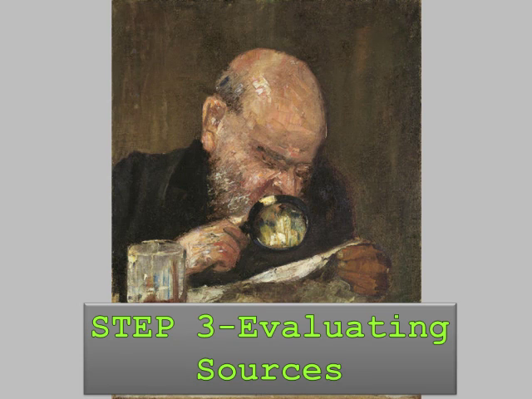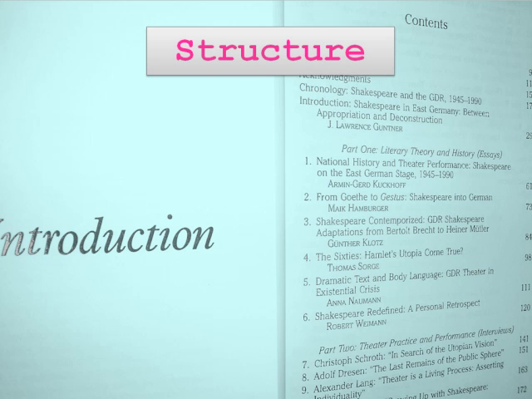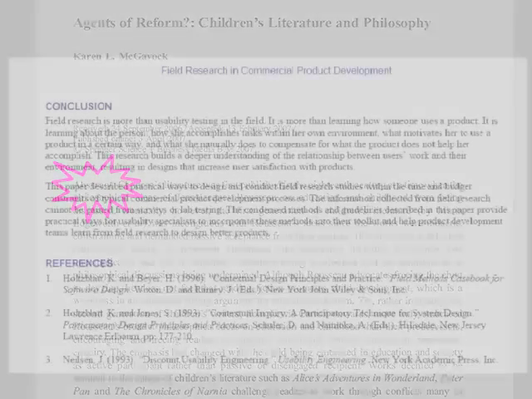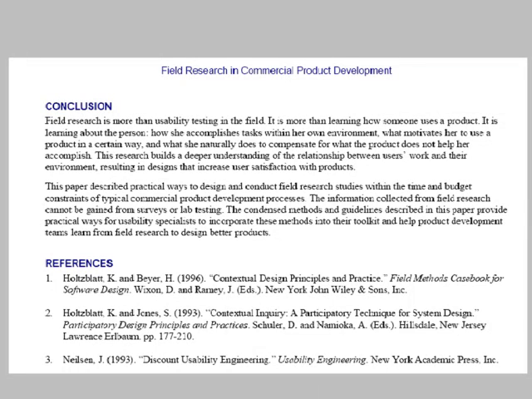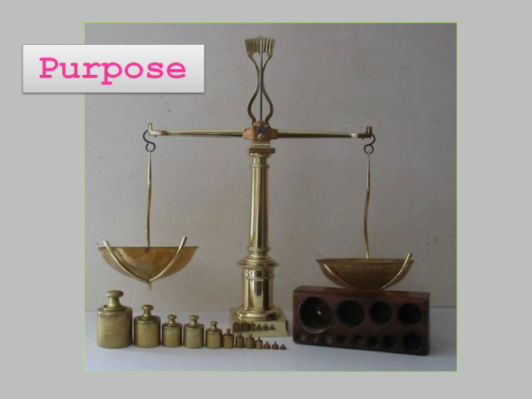Bringing us to our next step, Step 3, Evaluating Sources. Using bad sources means your paper won't be professional. Luckily, it's easy to evaluate sources if you know what you're looking for. Here's a few ways to evaluate sources. The structure. In books, read the table of contents and skim the introduction. In articles, read the abstract and take a look at the conclusion paragraph. How do these sources support your thesis?